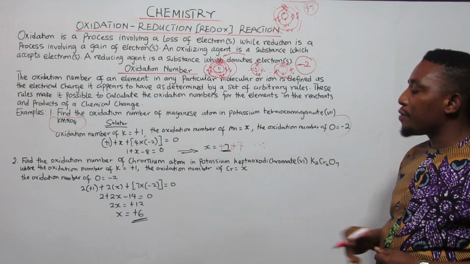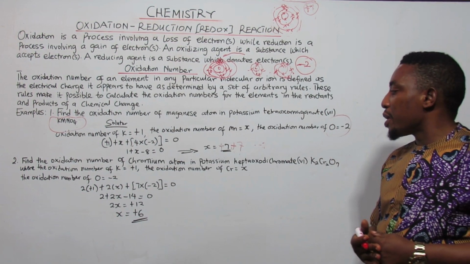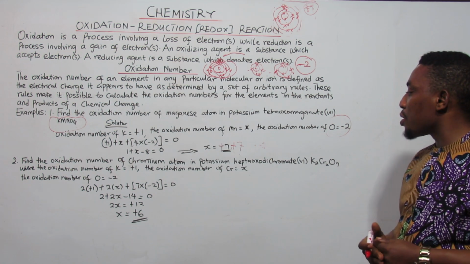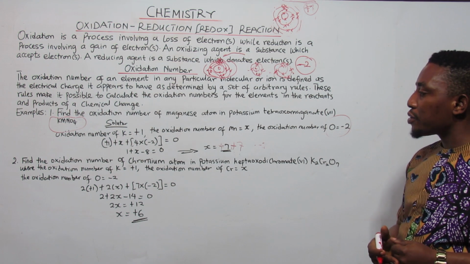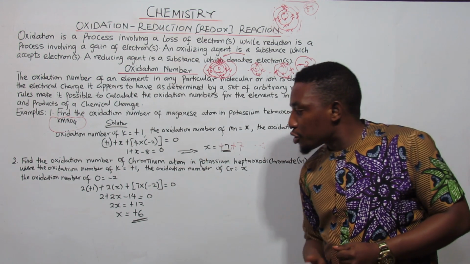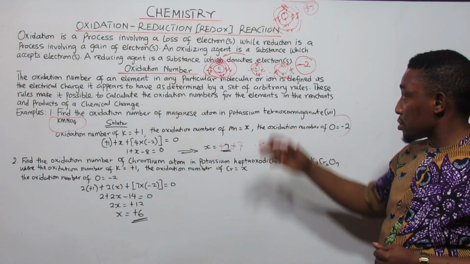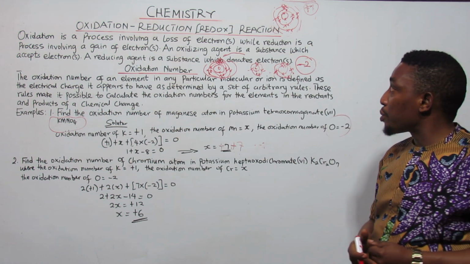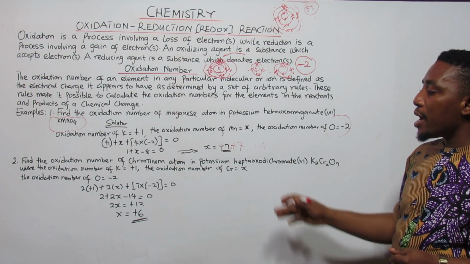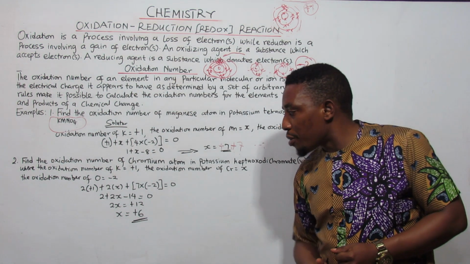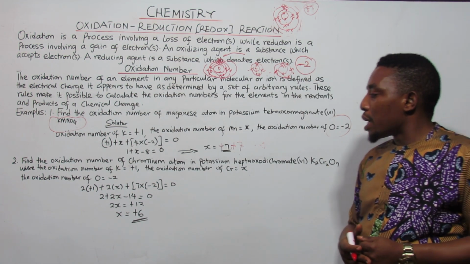2. Find the oxidation number of the chromium atom in potassium tetraoxo dichromate 6. So you have K2Cr2O7, where the oxidation number of K is equal to plus 1. I've told you how the plus 1 is gotten. And the oxidation number of Cr is equal to X. Then the oxidation number of oxygen is minus 2. I told you how I got my minus 2.